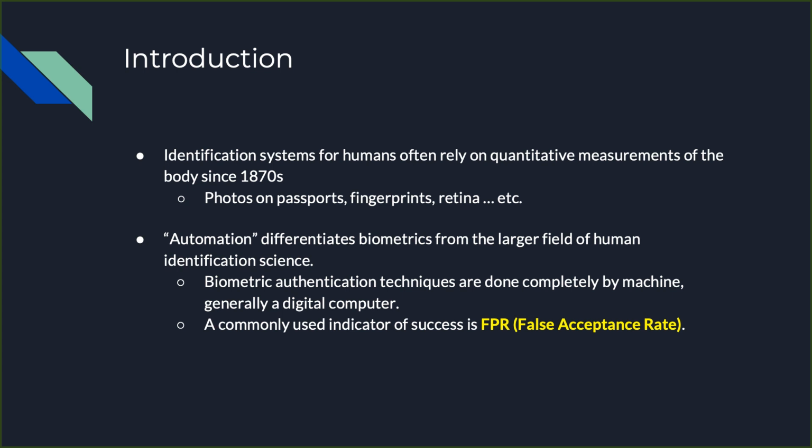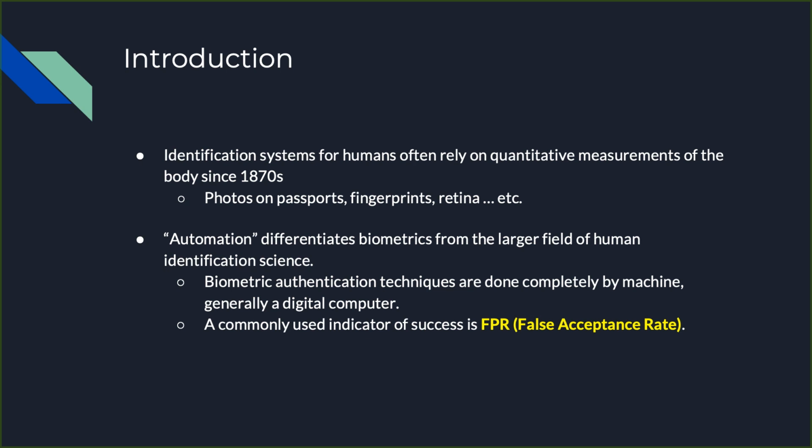The difference between biometric authentication systems and these human identification systems is mostly on the automation. So in these kind of biometrics, we often use digital computers to process the input, and the models are often, as I said before, a machine learning kind of model.